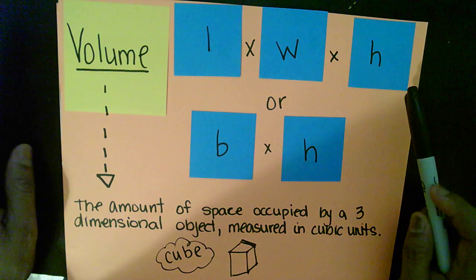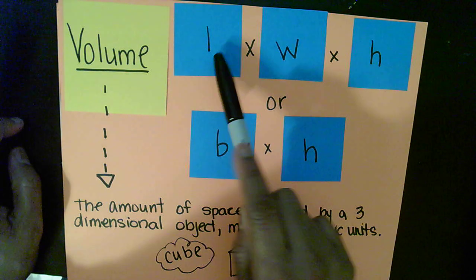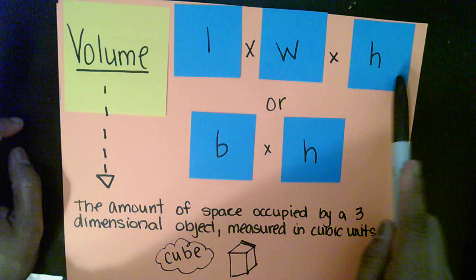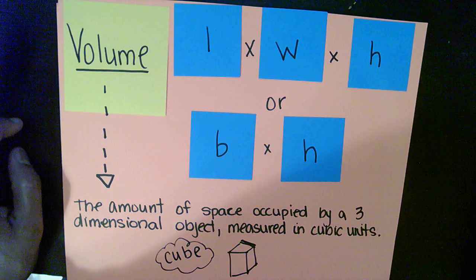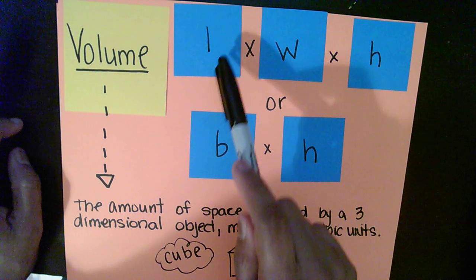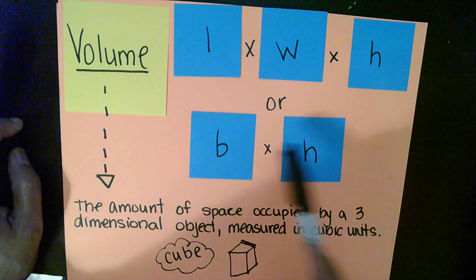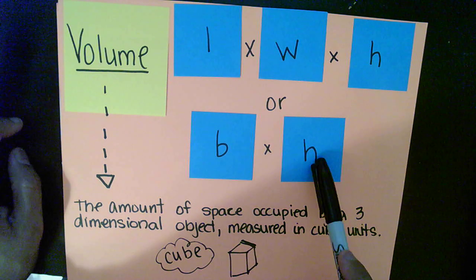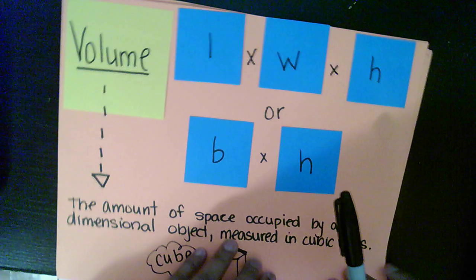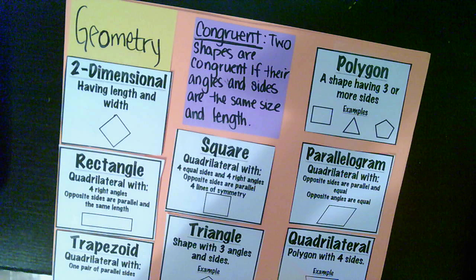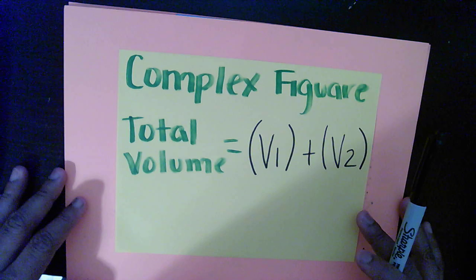When we're looking for volume, we usually need to use a formula, which is length times width times height, and sometimes you might see base times height. Okay, so the base is basically length and width together, which is the area, and that becomes the base, and then you multiply that by the height. Remember guys, this is just a quick review because tomorrow you'll be taking your end of module assessment.